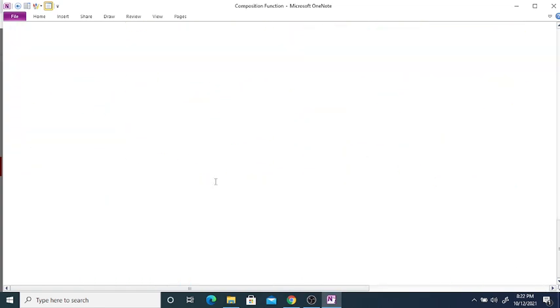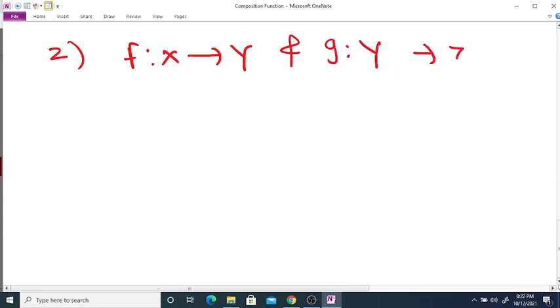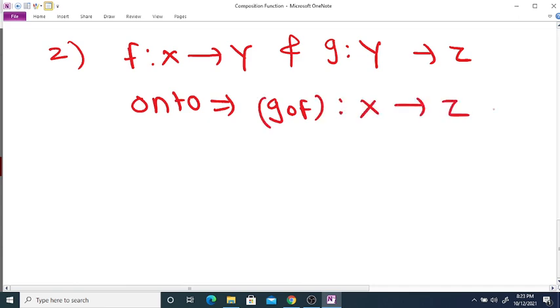Now next, number 2. Let f be a function from X to Y and g be a function from Y to Z, both surjective, onto functions. Then the composition function g of f from X to Z is also an onto function.